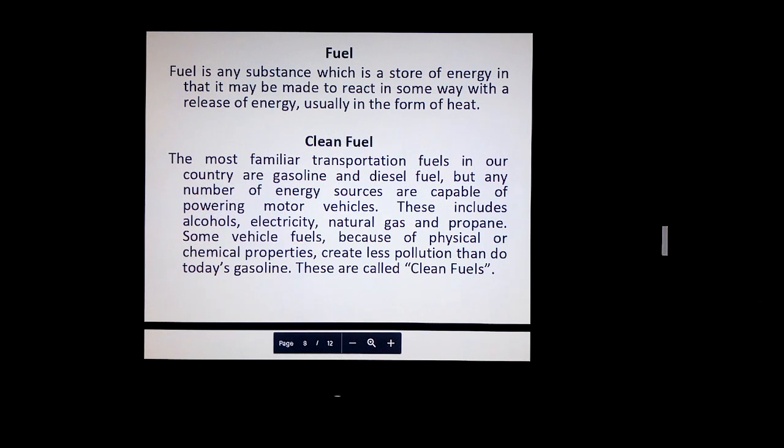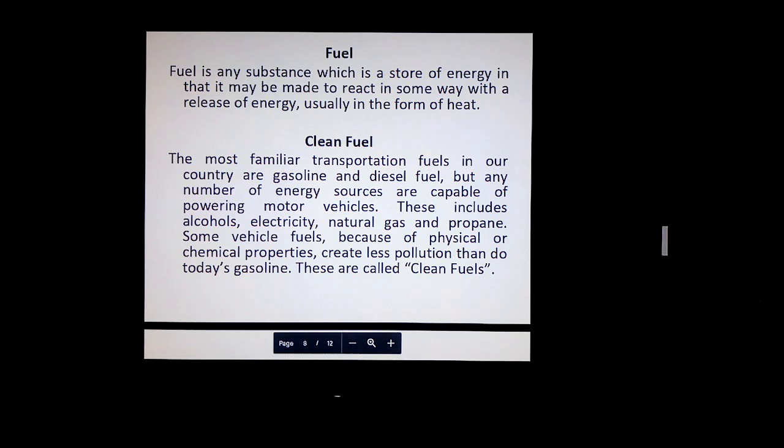Fuel is any substance which is a store of energy in that it may be made to react in some way with a release of energy, usually in the form of heat. Example, LPG, kerosene, petrol, gasoline, diesel, etc.